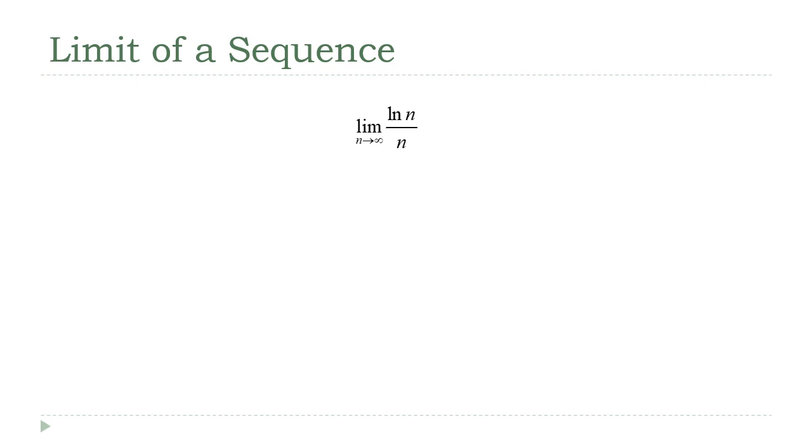At first glance, this seems like it should be straightforward. The numerator goes to infinity and the denominator goes to infinity, so you could reasonably think that L'Hopital's rule is the tool that we need. But there's a problem. L'Hopital's rule is a statement about the limit of functions, not sequences. So it doesn't apply here.